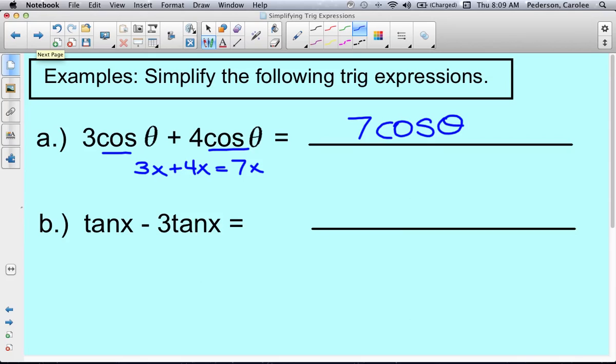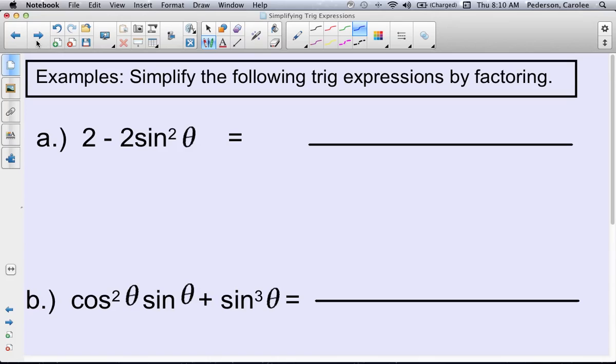Next example, the tangent of x minus 3 tangent of x. If I throw a 1 there, 1 minus 3 is negative 2, and then tangent of x. Now it's going to go on to ask about factoring. The number 1 rule to factoring is taking out the GCF.